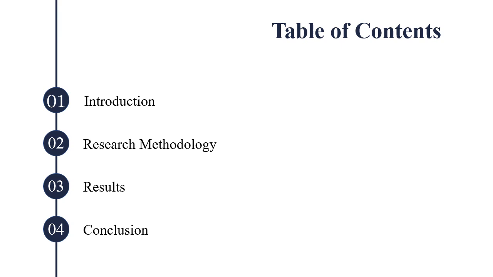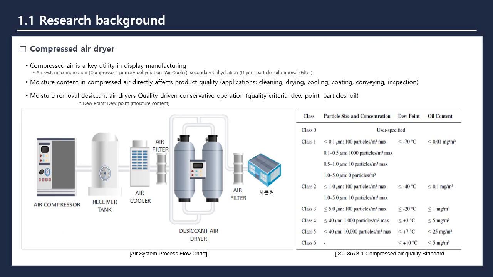First, I will explain the research background. Compressed air is an essential utility in the electronics industry. In display manufacturing processes, compressed air is used for cleaning, drying, cooling, coating, transport, and inspection. However, excessive moisture in compressed air can lead to process quality degradation and equipment corrosion. To prevent this, adsorption dryers are used.